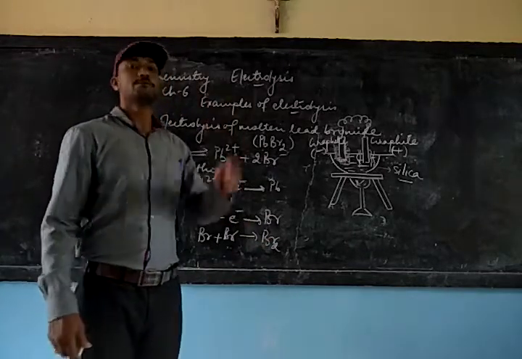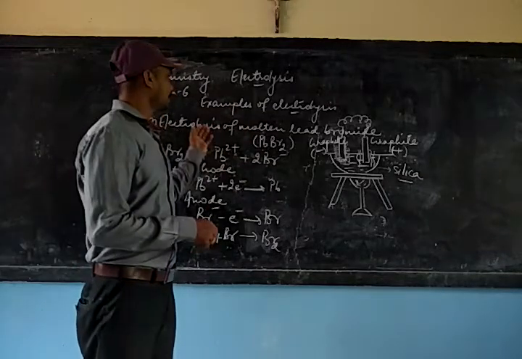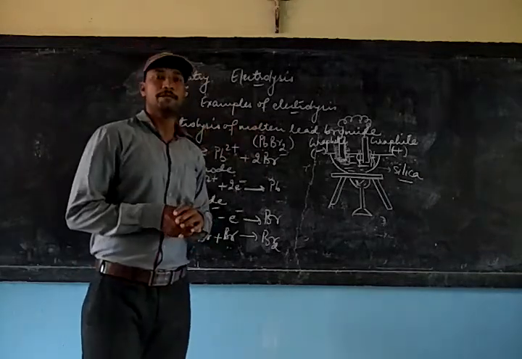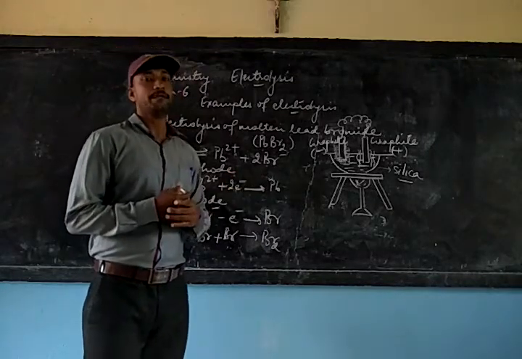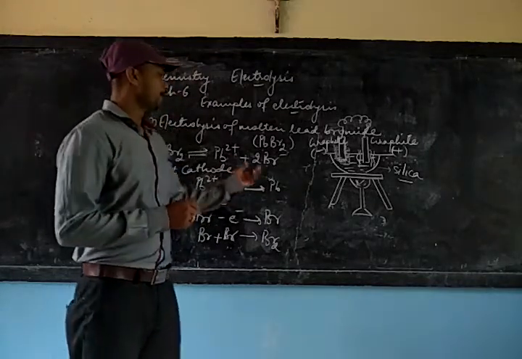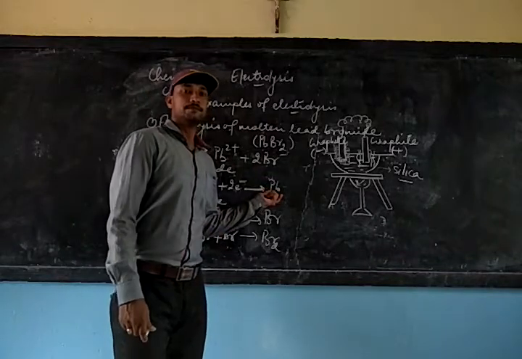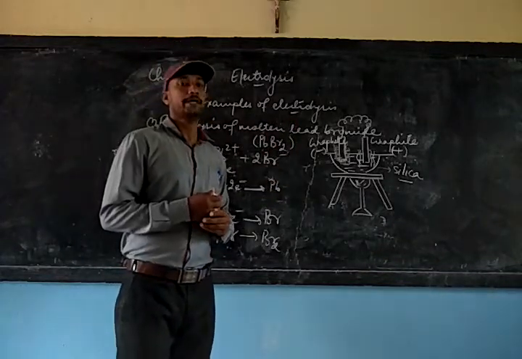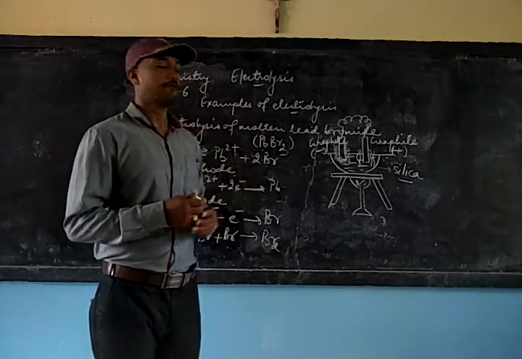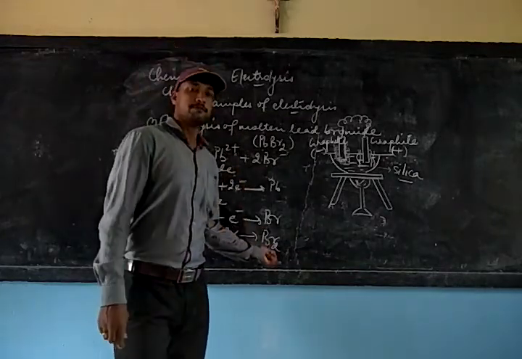So we find two observations here during the electrolysis of molten lead bromide: at the cathode a grayish white solid will be deposited, which is nothing but lead, and at the anode side we find a brown vapor being released, and this brown vapor is bromine gas or bromine vapor.